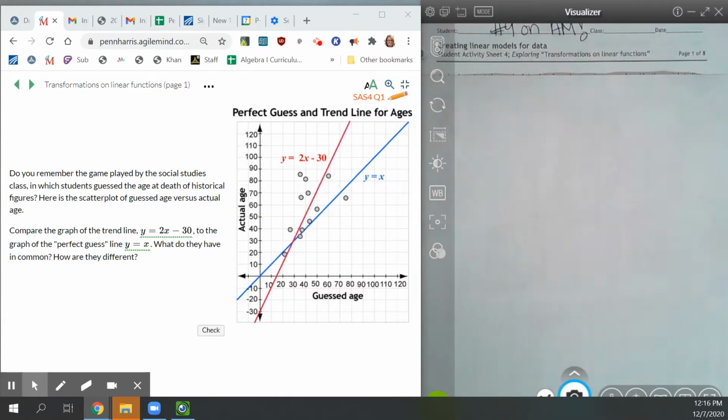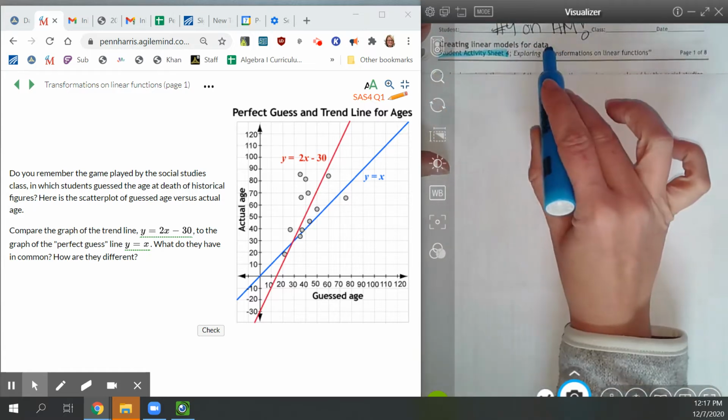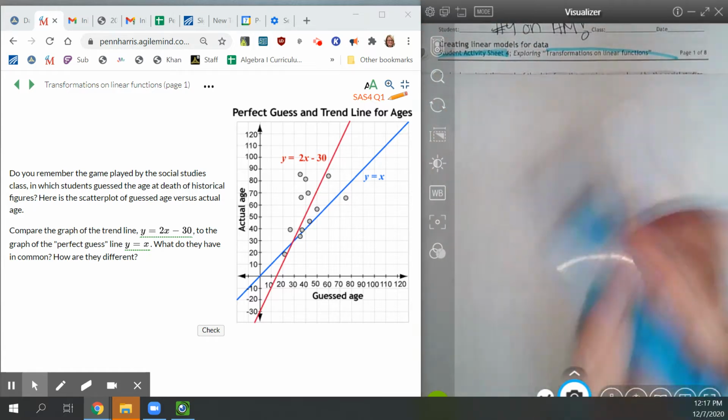We are doing something a little different here. We had you guys do some stuff in class off of Agile Mind for student activity sheets 2 and 3. And we are back on Agile Mind for student activity sheet 4. And this is called Transformations of Linear Functions.